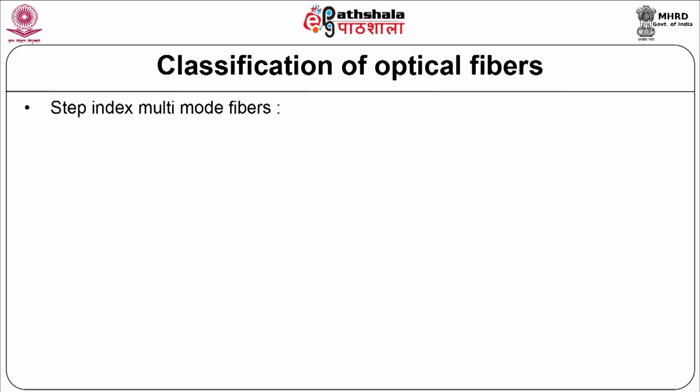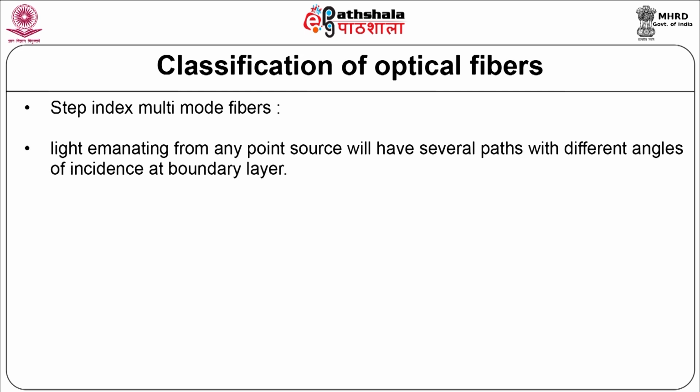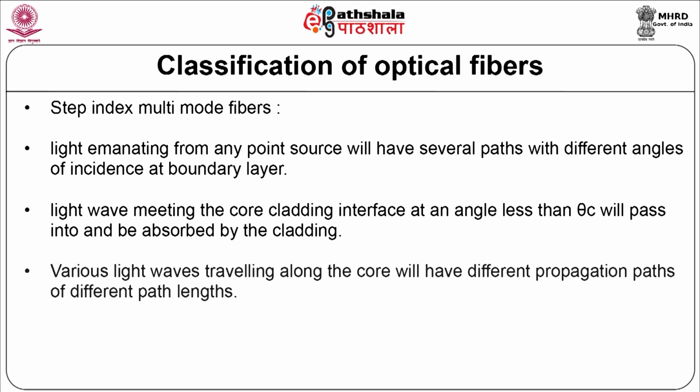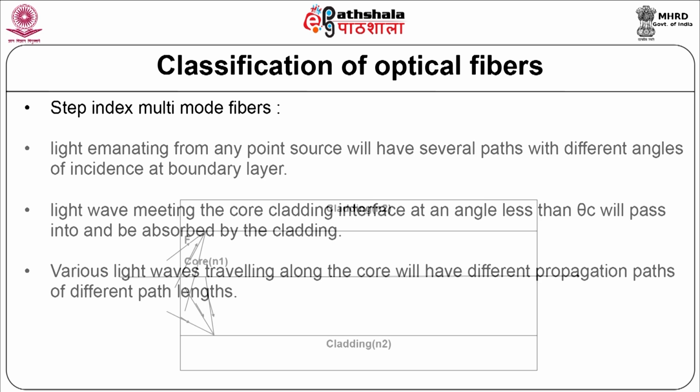Step index multi-mode fibers. The light that is coming from any point source will have several paths with different angles of incidence at the boundary layer. Light waves meeting the core cladding interface at an angle less than the critical angle will pass into and be absorbed by the cladding. Various light waves traveling along the core will have different propagation paths of different path lengths.